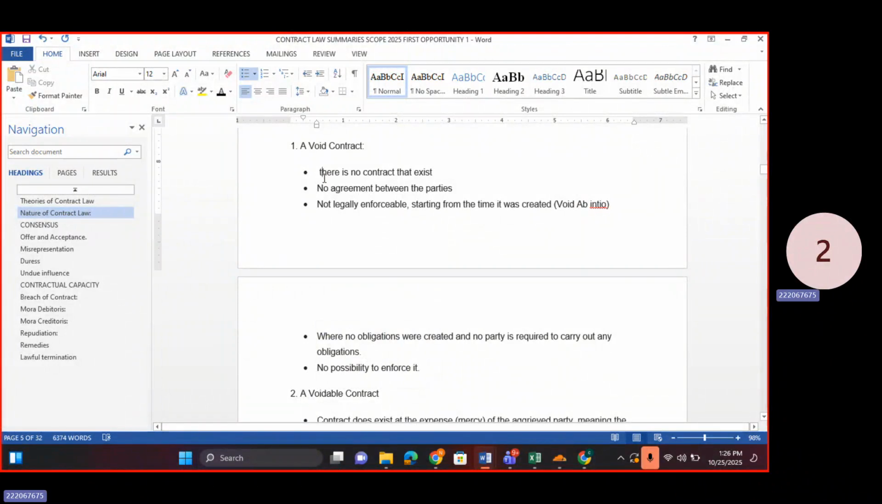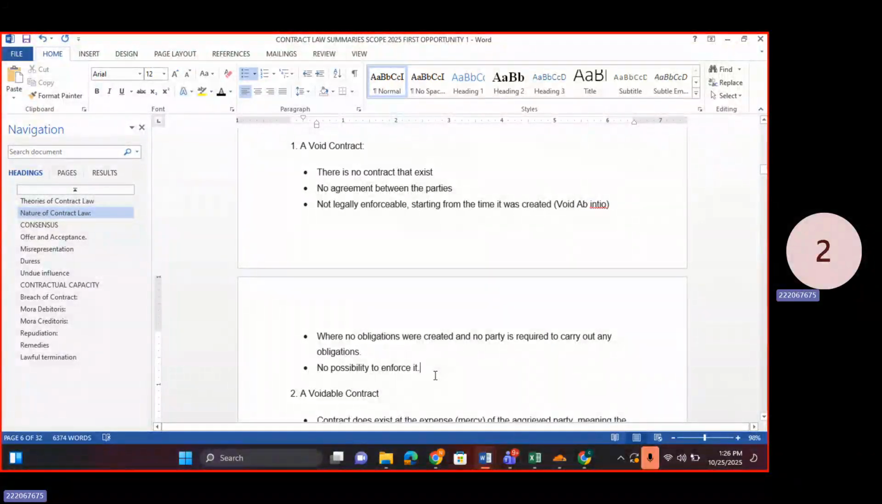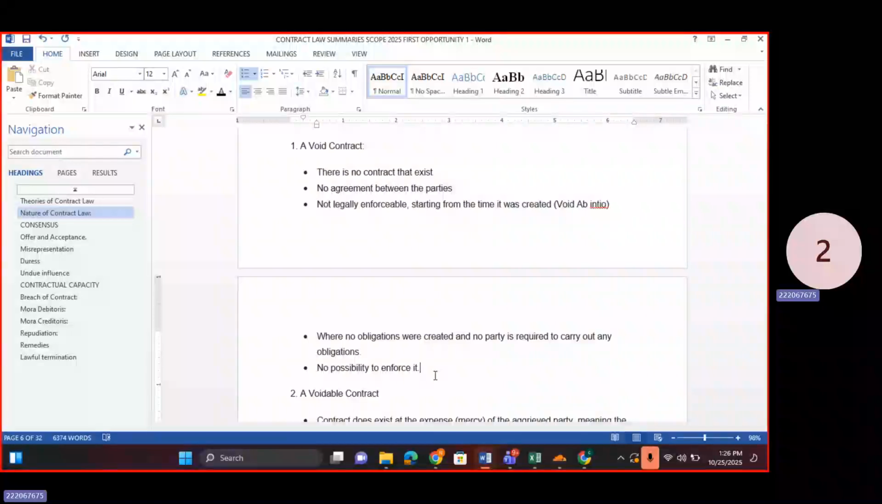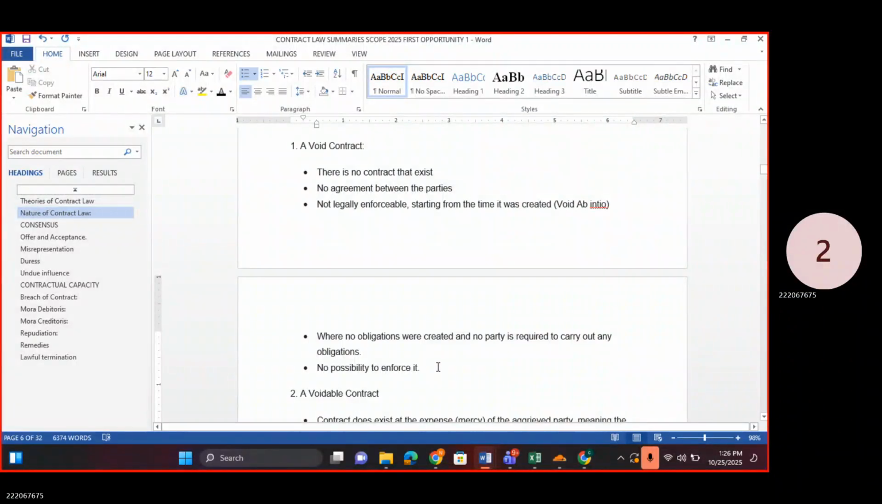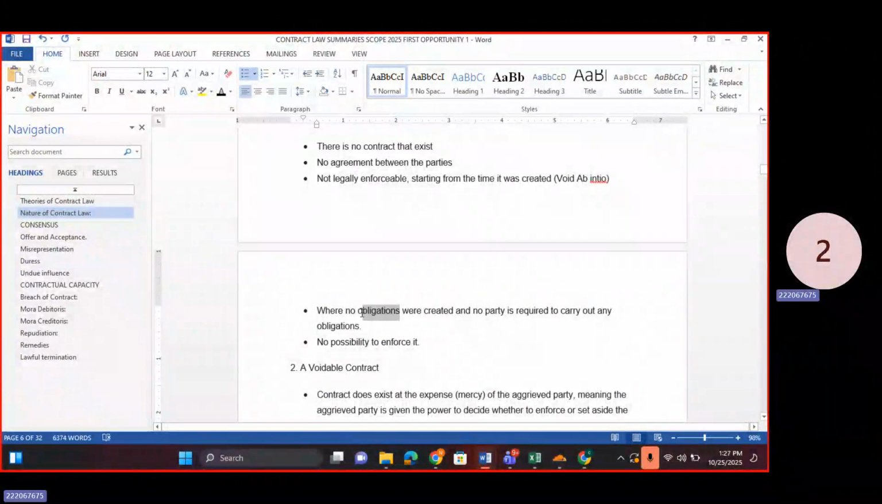So when you're explaining a void contract, this is how you're supposed to explain it using the terminology that I used here in these notes. There is no contract that exists. There is no agreement between the parties. It's not legally enforceable starting from the time it was created, when no obligations were created and no party is required to carry out any obligations, and it's not possible to enforce it. So you see the word obligations coming in again, and you know that obligation just means the rights and duties were not created, meaning that the parties, party A and party B, don't need to carry out any obligations.